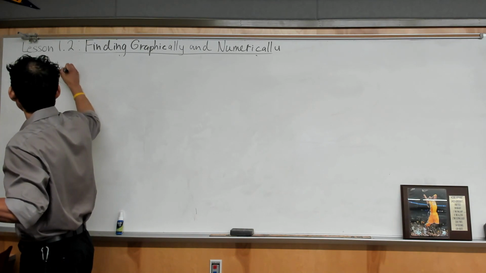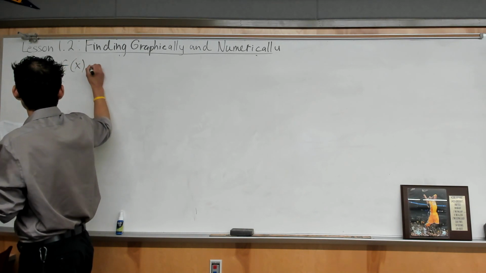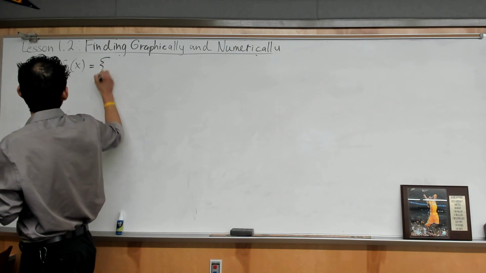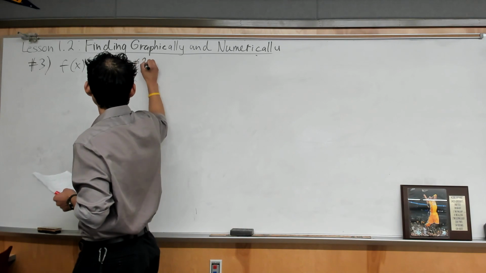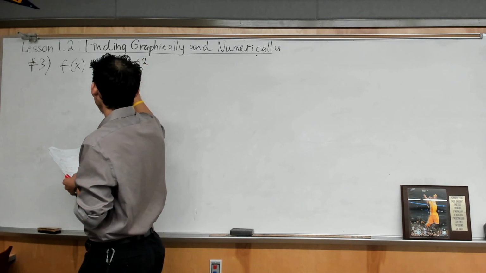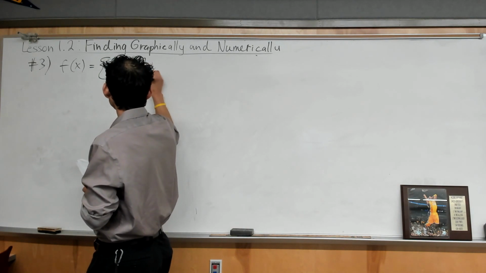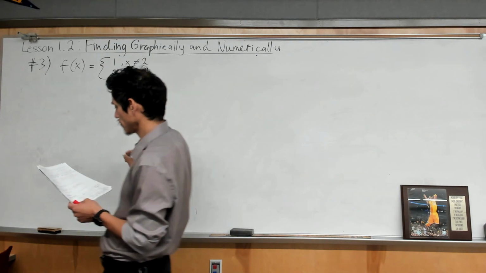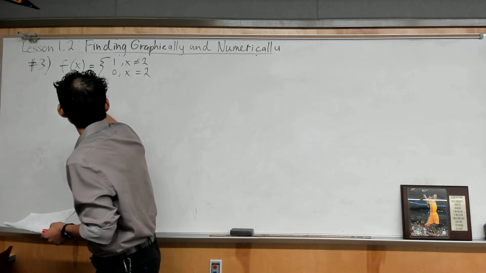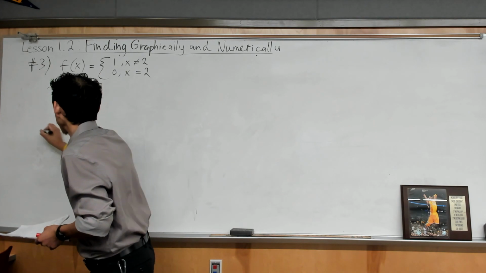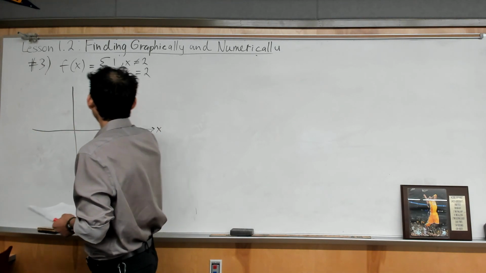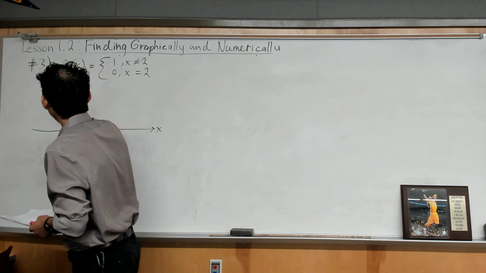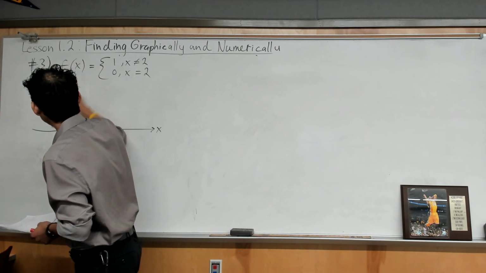So let's have this piecewise function, f of x is equal to 1 when x is not 2, and 0 when x is 2. So what we got going on then is a horizontal function, or horizontal line as our graph. There we go.